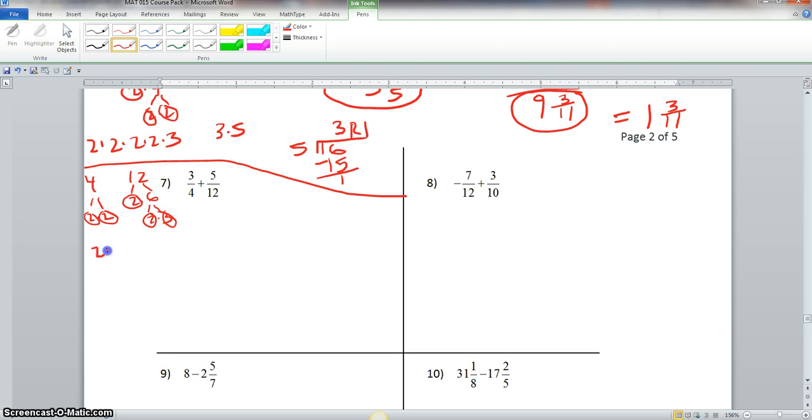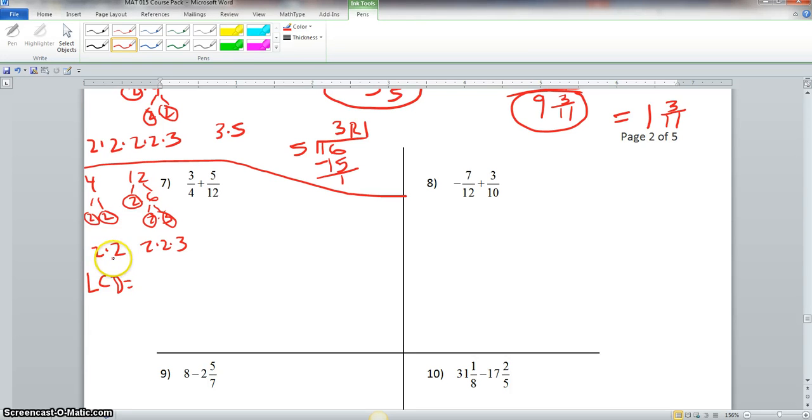So the prime factorization of 4 is 2 and 2. Prime factorization of 12 is 2 2's and a 3. Now we have to do our least common denominator. Now this is what we would do. These are two separate numbers, 4 and 12, so we look at their prime factorization separately.